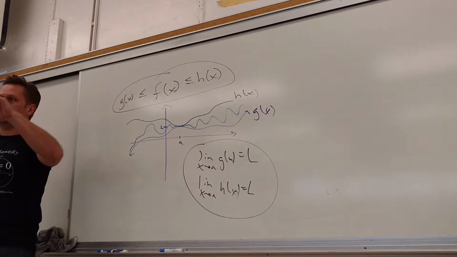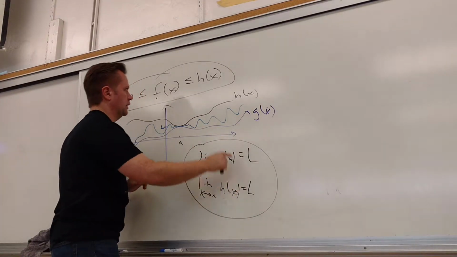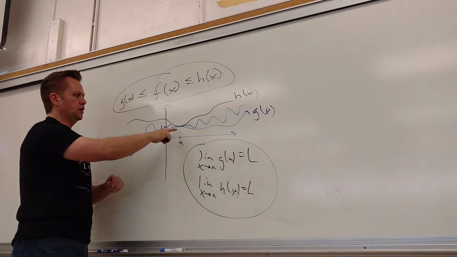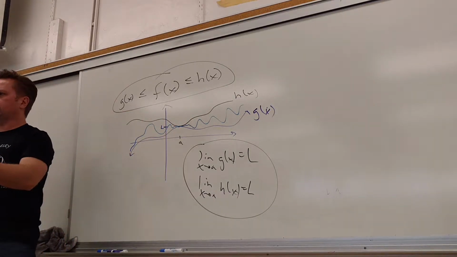Yeah, you can see why they call it the squeeze theorem now, right? There's no other options for it. If this goes to L and that goes to L and f is always between these two, it's also got to go to L. There's no other way. So how do you use that?